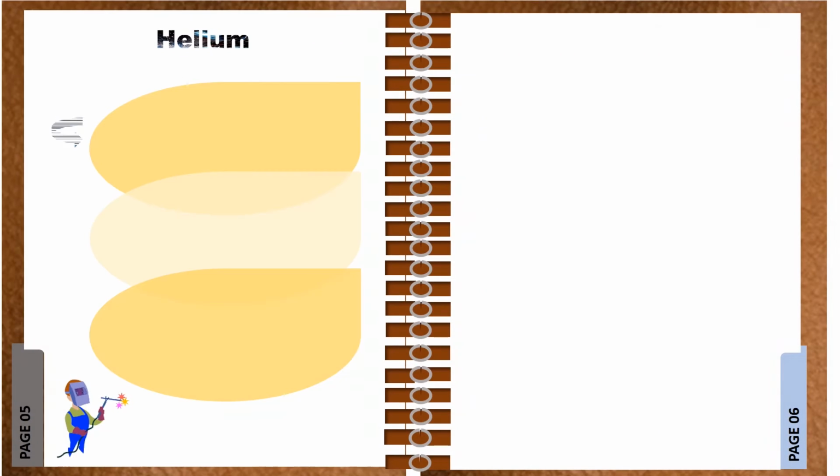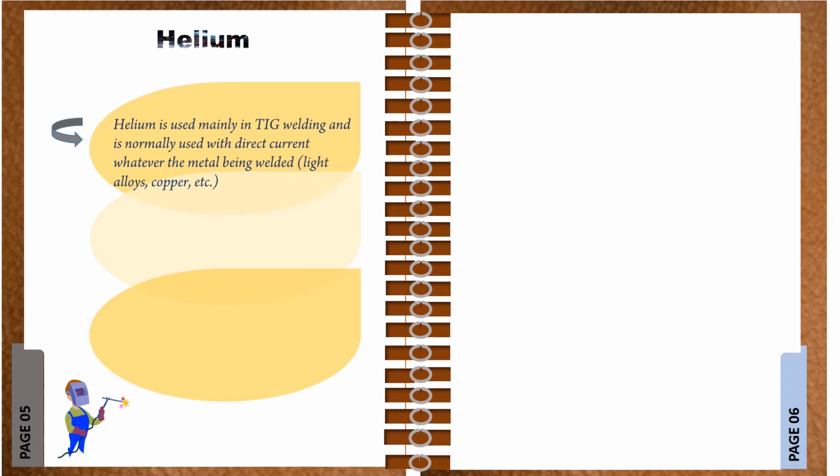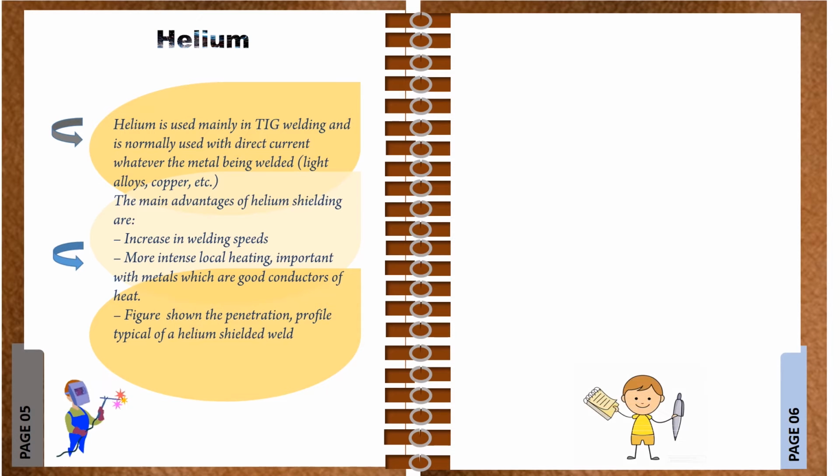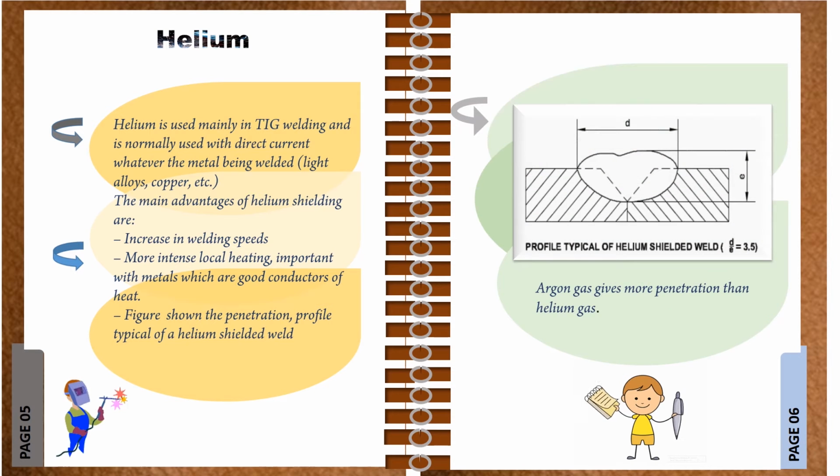Helium. Helium is used mainly in tungsten inert gas welding and is normally used with direct current whatever the metal being welded, light alloys, copper, etc. The main advantages of helium shielding are: increase in welding speed, more intense local heating, important with metals which are good conductors of heat. The figure shows the penetration profile typical of a helium shielded weld. Argon gas gives more penetration than helium gas.